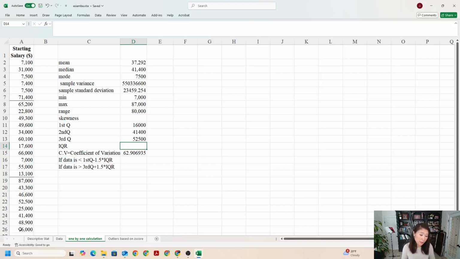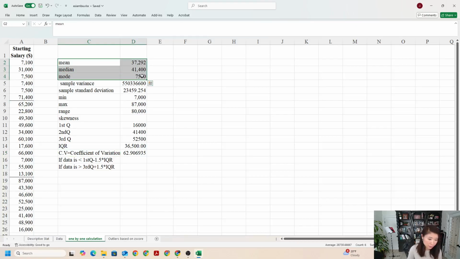Okay, so now we are able to calculate the interquartile range. That is equal to the third quartile minus the first quartile. That will give us the interquartile range, and then you can push enter. So that gives us 36,500. Okay. So now we have the one, two, three, four, five methods to measure the dispersion or variability of the data set.